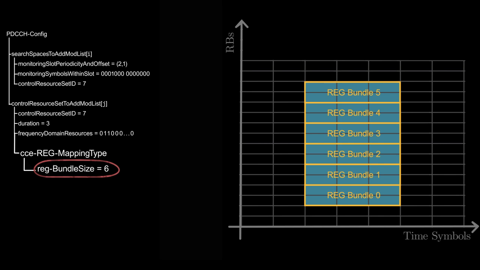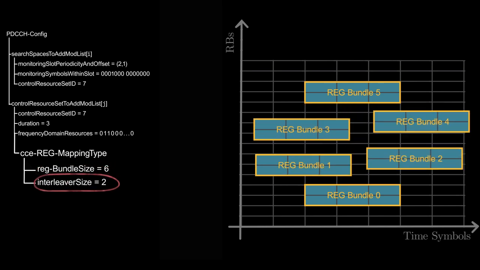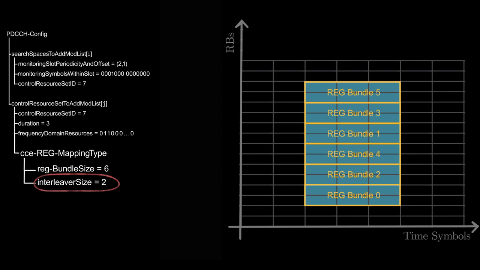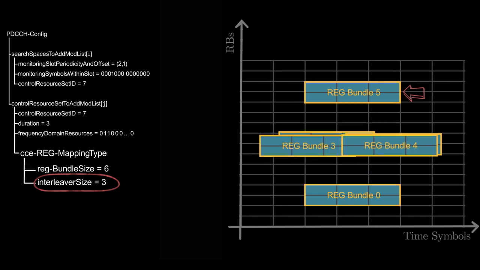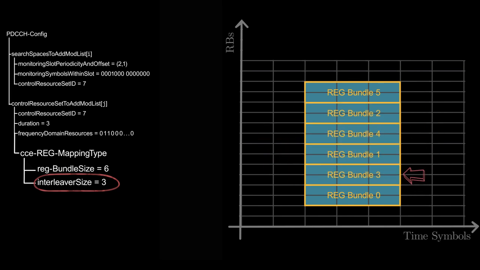REG bundles are interleaved along the frequency, using the parameter interleaver size. With an interleaver size of 2, every second REG bundle is kept together. So, the order of REG bundles becomes REG bundle 0, 2, 4, etc. If the interleaver size is 3, then REG bundles are ordered as 0, 3, 1, 4, etc.